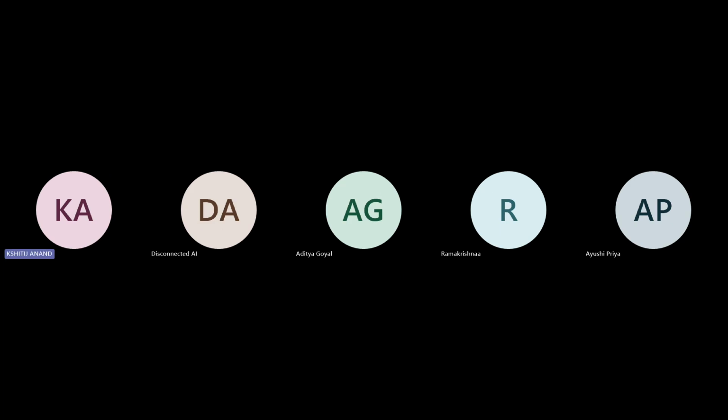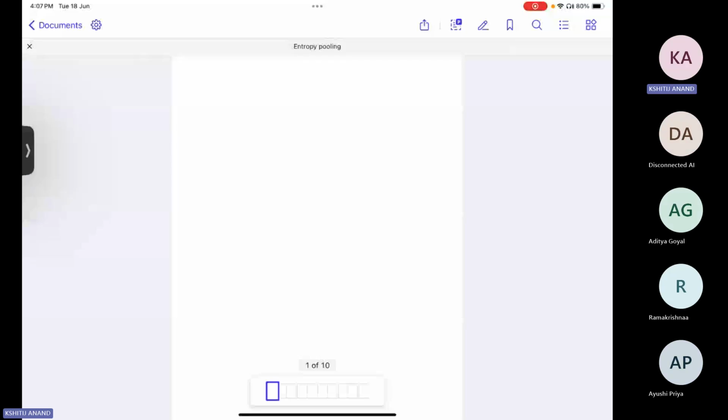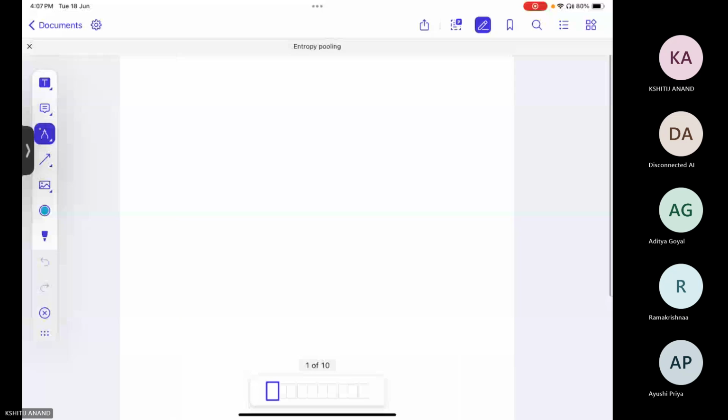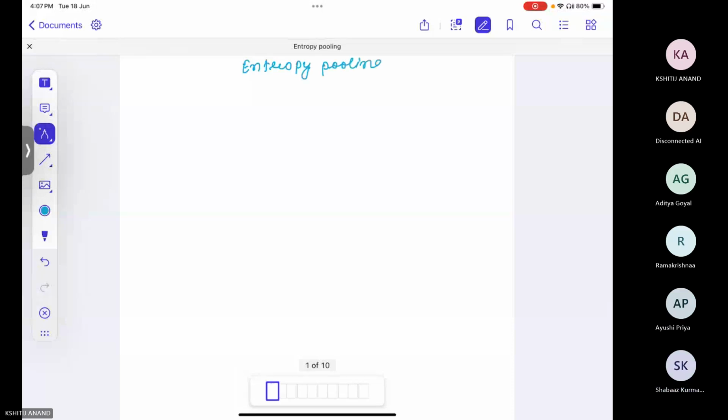So we are discussing entropy pooling today. As we already know, we are discussing portfolio optimization theories. It is again a portfolio optimization method, and it is quite similar to Black-Litterman, but also very much different from Black-Litterman.